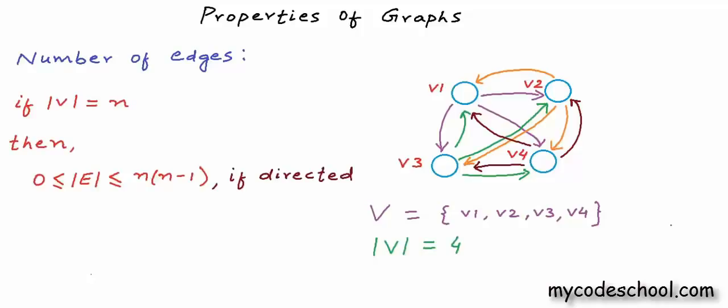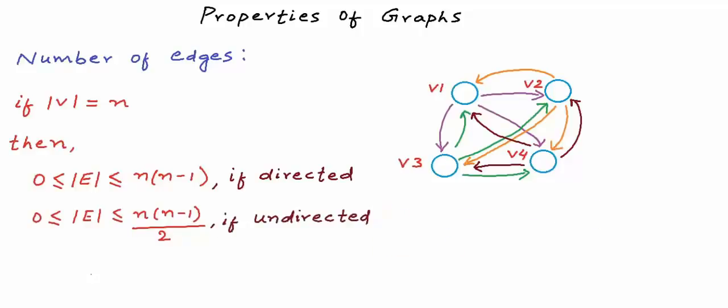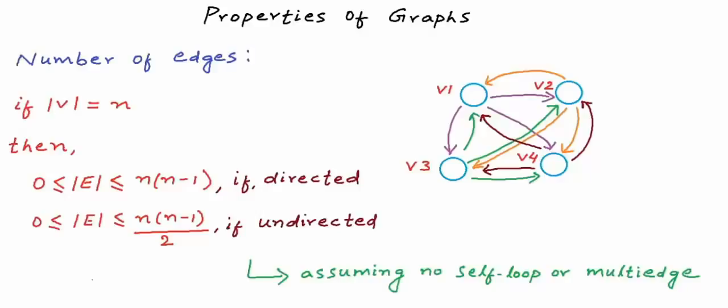Now what do you think would be the maximum for an undirected graph? In an undirected graph, we can have only one bidirectional edge between a pair of nodes. We can't have 2 edges in different directions. So here the maximum would be half of the maximum for directed. So if the graph is simple and undirected, the number of edges would be in the range 0 to n into n minus 1 by 2. Remember, this is true only if there is no self-loop or multi-edge.